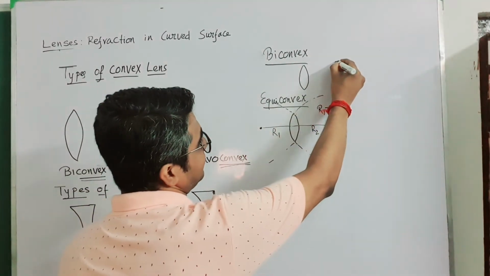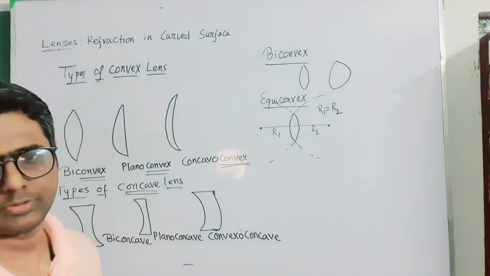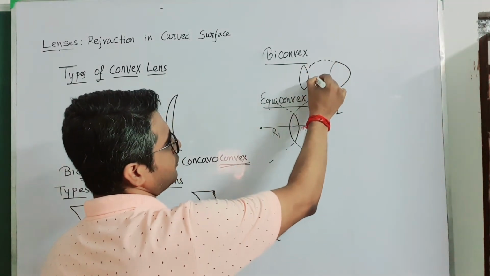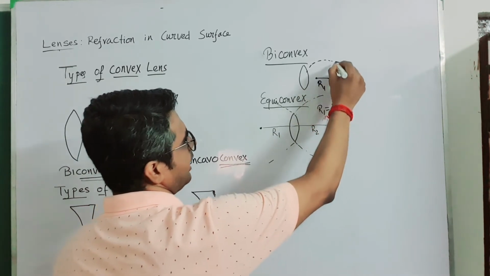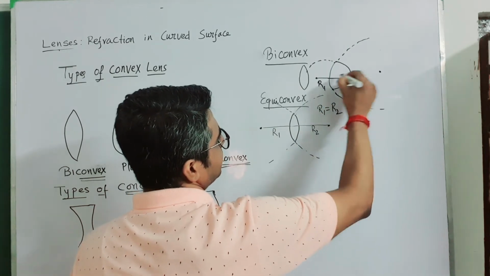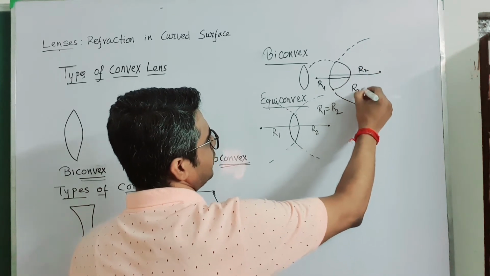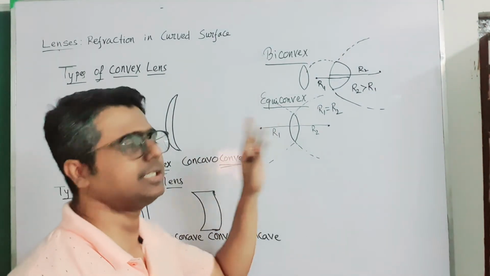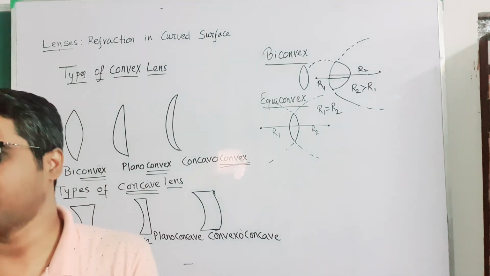Biconvex may be like this. One side is like this, another side is different. If I want to make a circle out of it, this will be the radius R1, and this will be very big compared to that one. Here its radius will be much bigger. So we can clearly say that R2 is more than R1. It is biconvex, both the sides are convex, but it is not equiconvex. It is not equally convex.